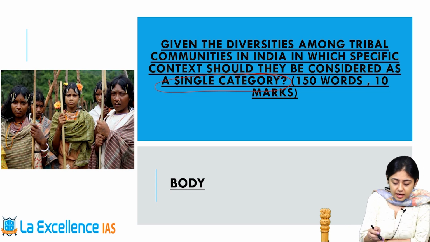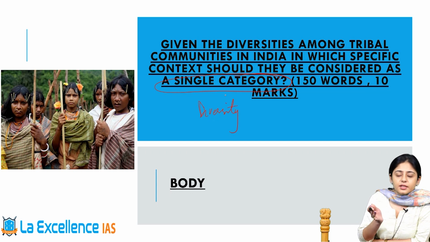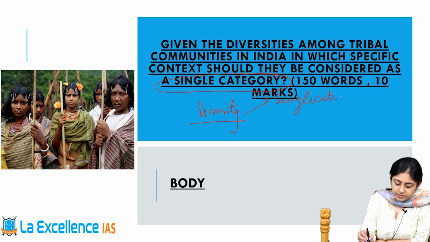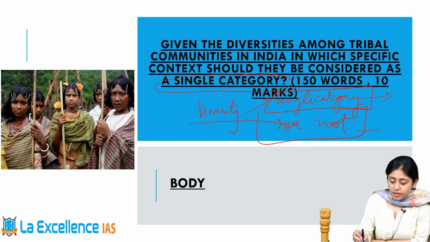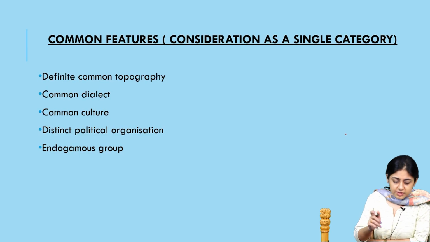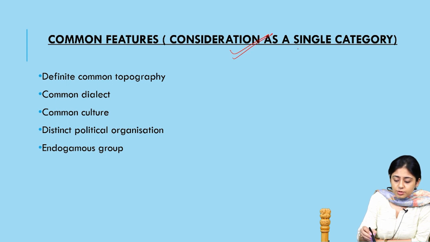So in this question, they are asking that there is so much diversity, different tribes are there, right? Just understand the question first. Understanding the question is very important. If you understand it very well, half your battle is won, if you know what points to write, right? So there is diversity. Do we consider them as a single category or not? This only will form the body of your answer. See what constitutes them a single category, what are the common features and what are not the common features, right? So first we will discuss what are the common features by which they can be defined as a single category.